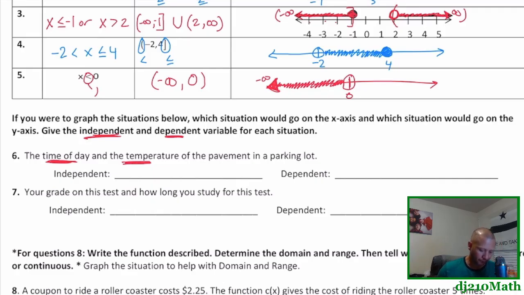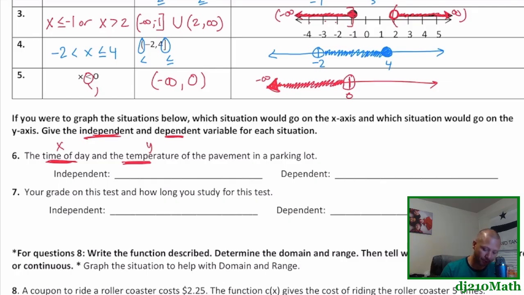Okay. So I feel like the time of day does what it wants, right? And the temperature will depend on the time of day. You can kind of switch the roles and see if it makes sense. So the temperature can do what it wants, but the temperature will depend on the time of day. That kind of makes sense, but I think the other way is more understandable, right? If we let the time of day equal X and the temperature equal Y.